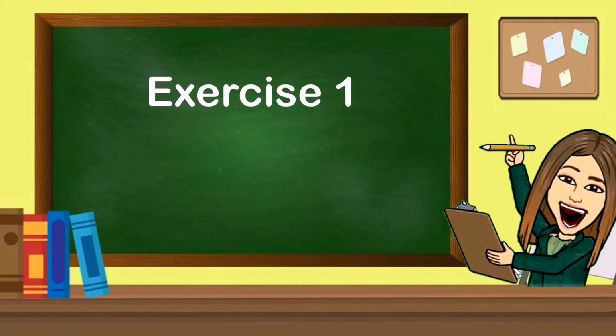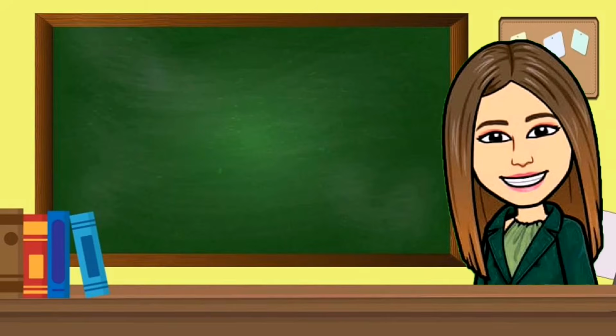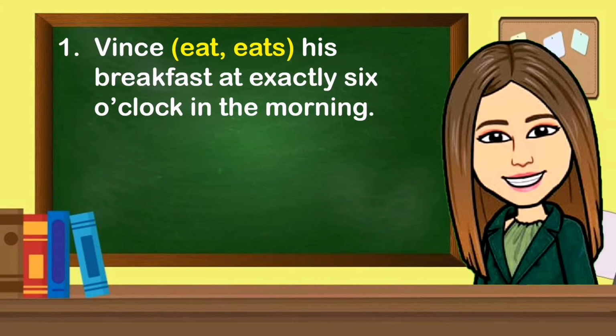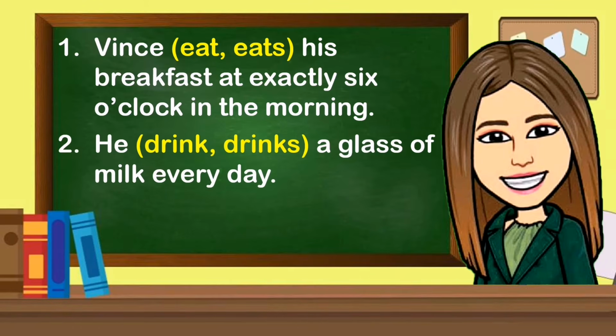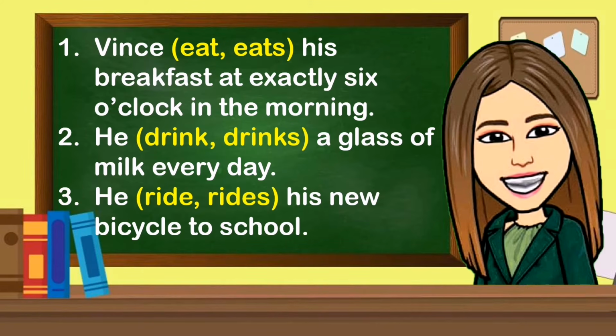Let's have our first exercise. Choose the correct verb form to be used in each sentence. Again, choose the correct verb form to be used in each sentence. Are you ready? Let's get started. Number 1. Vince eats his breakfast at exactly 6 o'clock in the morning. Number 2. He drinks a glass of milk every day. Number 3. He rides his new bicycle to school. You have 30 seconds for these 3 items to answer.